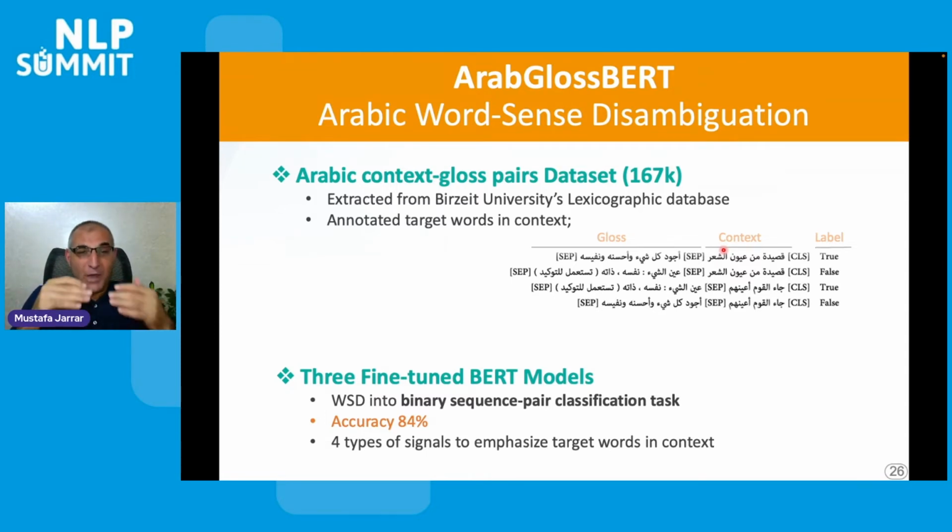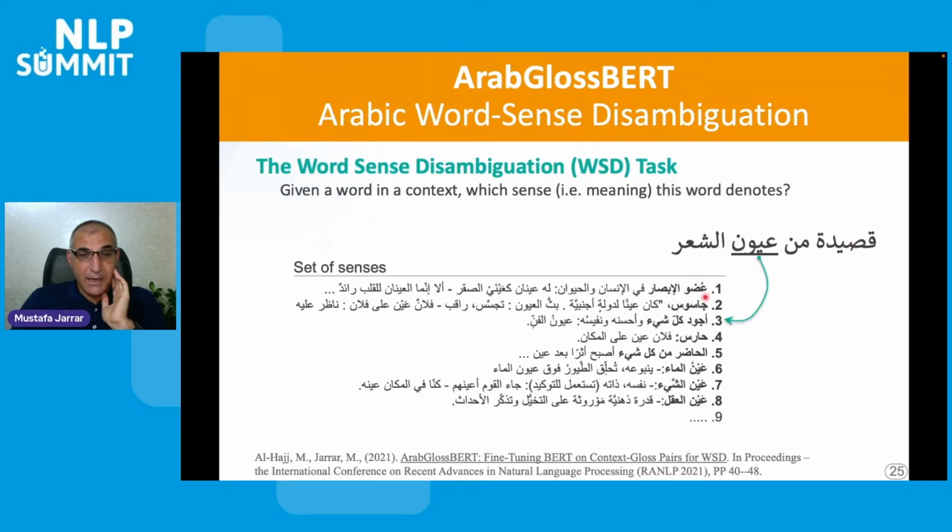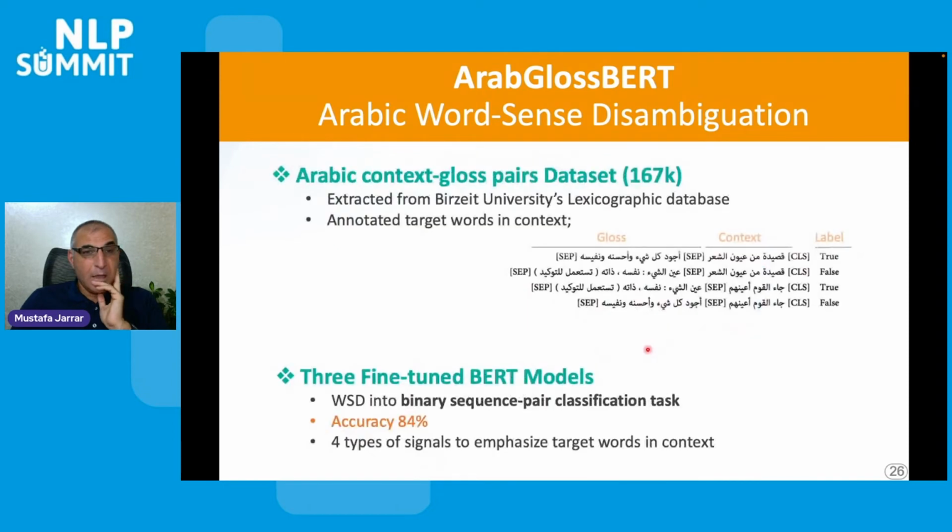But how do we represent the data set? We built a data set to address this problem. Our data set is pairs of gloss, which is the meaning definition or the sense, and the context. So here is the context and here is the gloss, we pair them, and we say this is true. Then we use the same context, but with a different and wrong gloss. We annotated, labeled it with false, and so on.